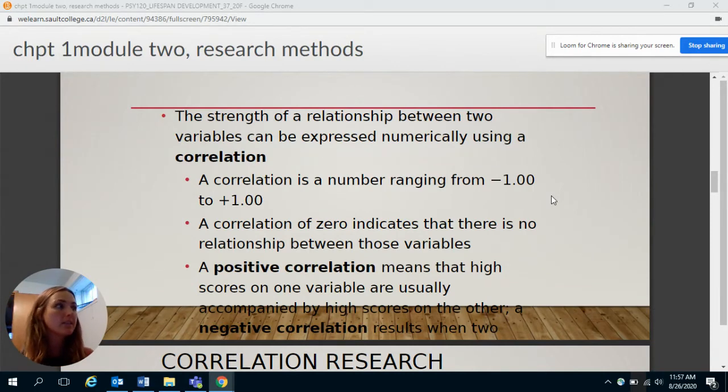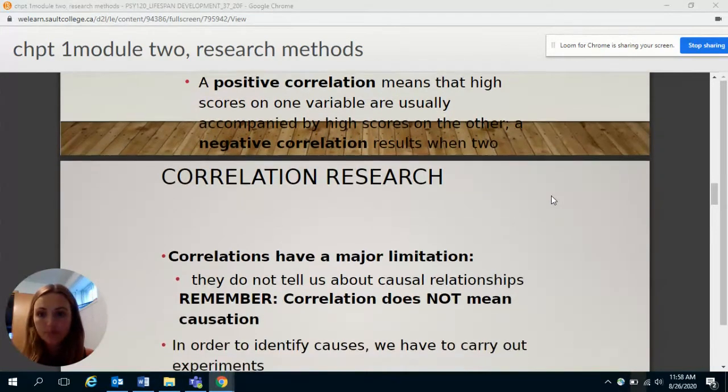You might expect to see a negative correlation between grades and time spent partying. So as you party more, one variable goes up, your grades go down. So you would see a negative correlation. So when you're thinking of correlation research, a positive correlation means that when one variable increases, so does the other variable. A negative correlation means that when one variable increases, the other variable decreases.